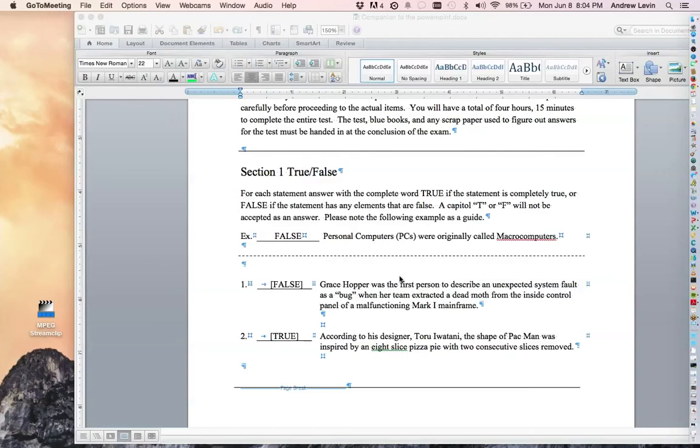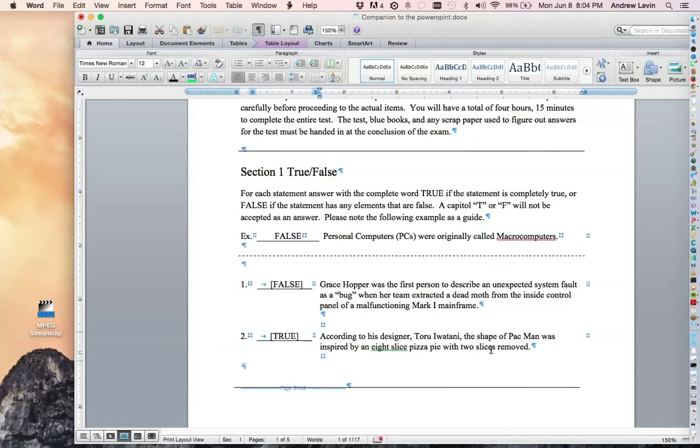It's a fairly straightforward question. It's not something you can argue, really. Now look at this one. According to its designer, Toru Iwatani, I think I'm saying that right, the shape of Pac-Man was inspired by an 8-slice pizza pie with 2 consecutive slices removed. Now, here's what I originally had written with this one. Okay, do you see the difference there? It says by 8-slice pizza pie with 2 slices removed.